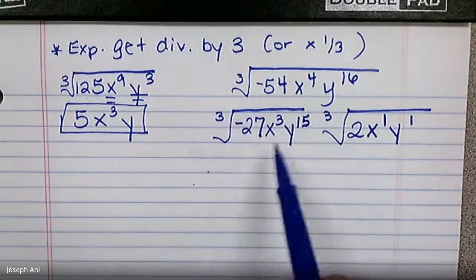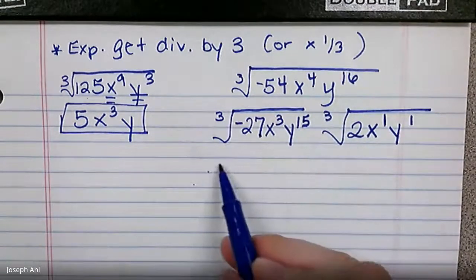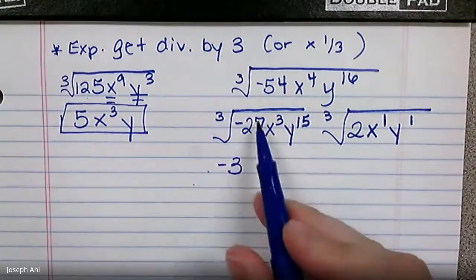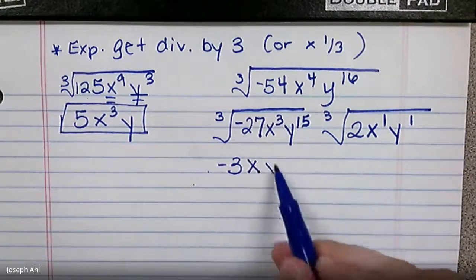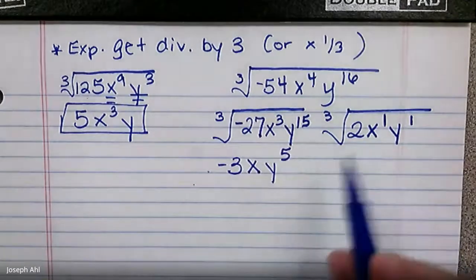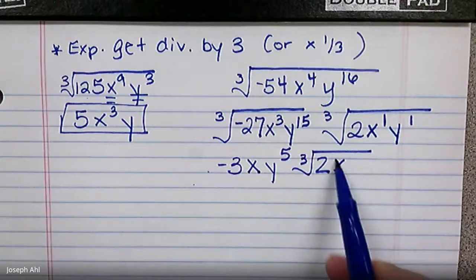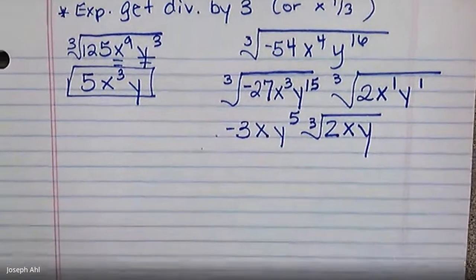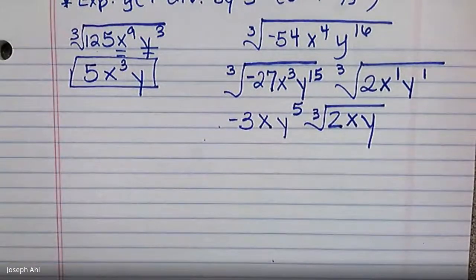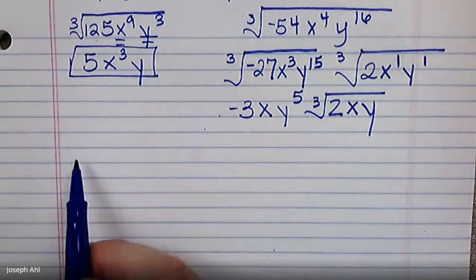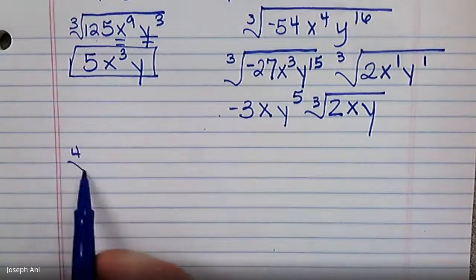So this is now a perfect cube. The cube root of this would be -3, x to the first, and y to the 5th. That's going to be times the cube root of 2xy. Okay. Like I said, it definitely takes some time to get used to this. Let's do maybe one more, and then we'll do some practice next time I see you in class.